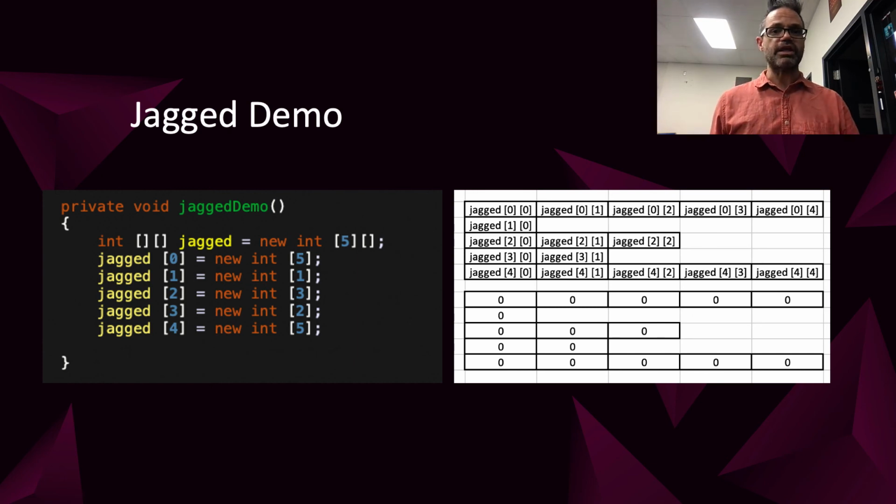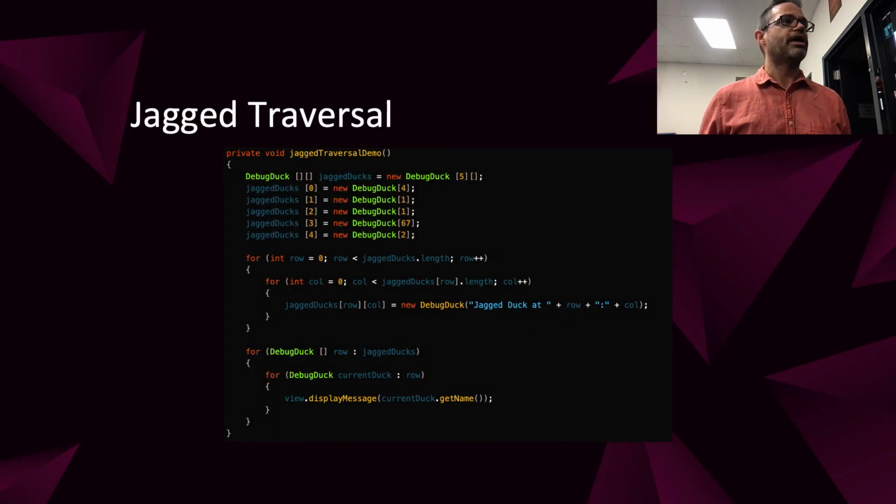Now, if we want to traverse that jagged array, we have it right here. We have a jagged traversal demo. We made a debug duck array, because debug ducks are fun. We have a new jagged array, debugDucks, which is a new DebugDuck, 5 and nothing again, because I have to specify each row. So sub 0 has 4 ducks in it. Sub 1 has 1 duck. Sub 2 has 1 duck. Sub 3 has 67 ducks. Why not? And then sub 4 has 2 ducks. Great jagged structure, not very useful.